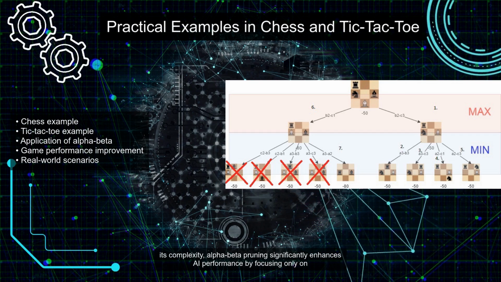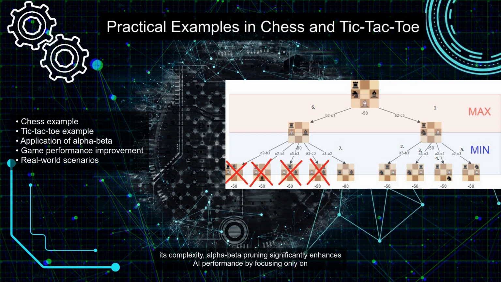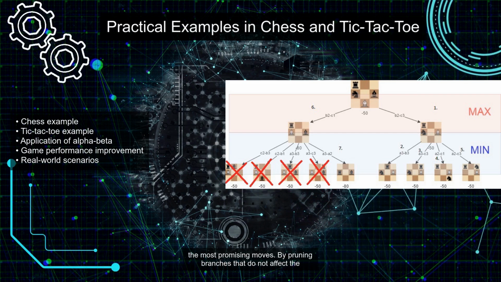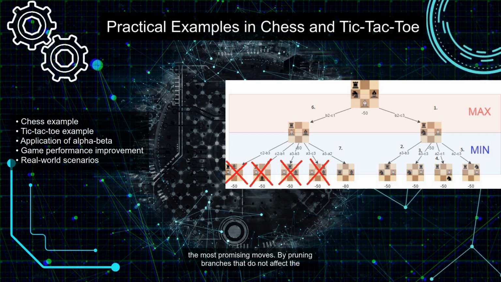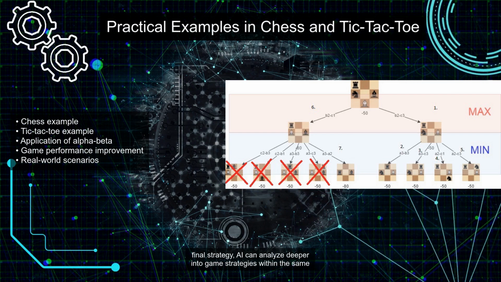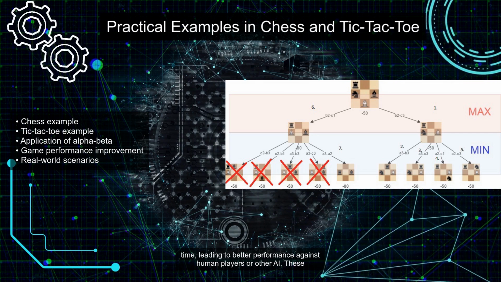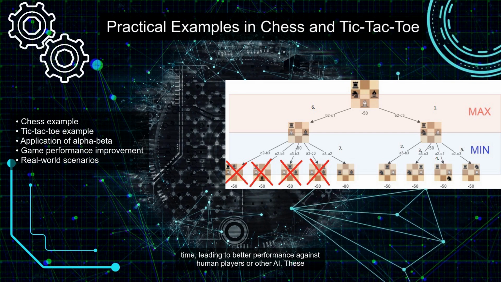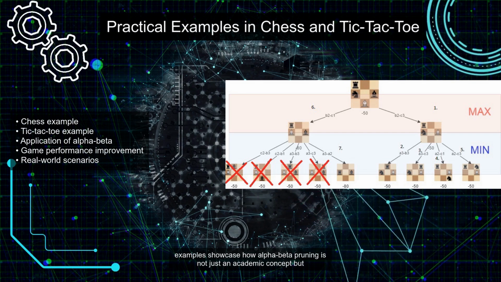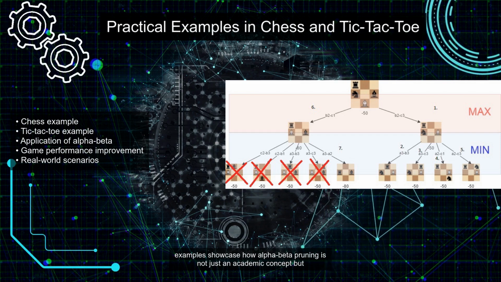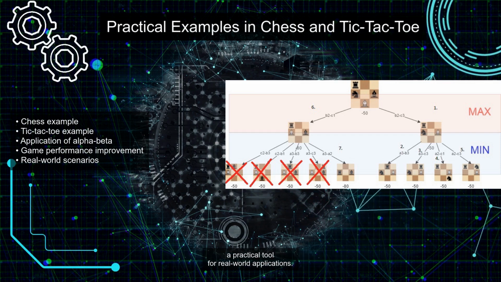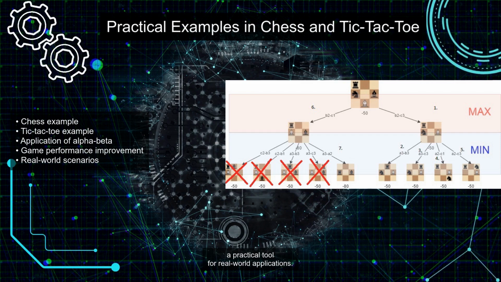In chess, despite its complexity, alpha-beta pruning significantly enhances AI performance by focusing only on the most promising moves. By pruning branches that do not affect the final strategy, AI can analyze deeper into game strategies within the same time, leading to better performance against human players or other AI. These examples showcase how alpha-beta pruning is not just an academic concept but a practical tool for real-world applications.